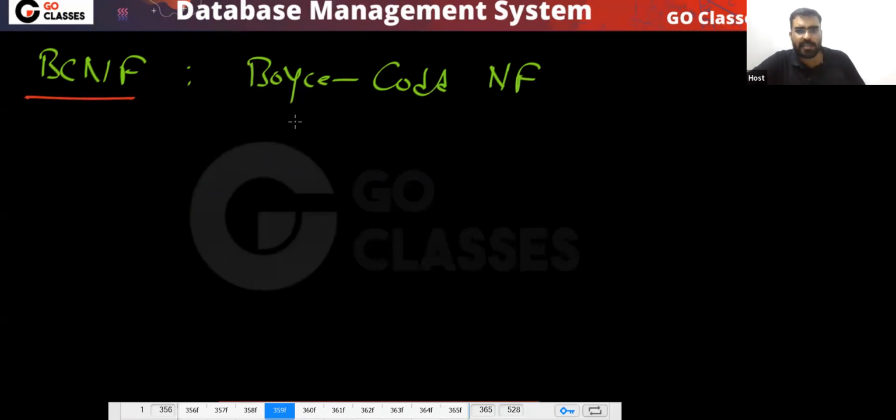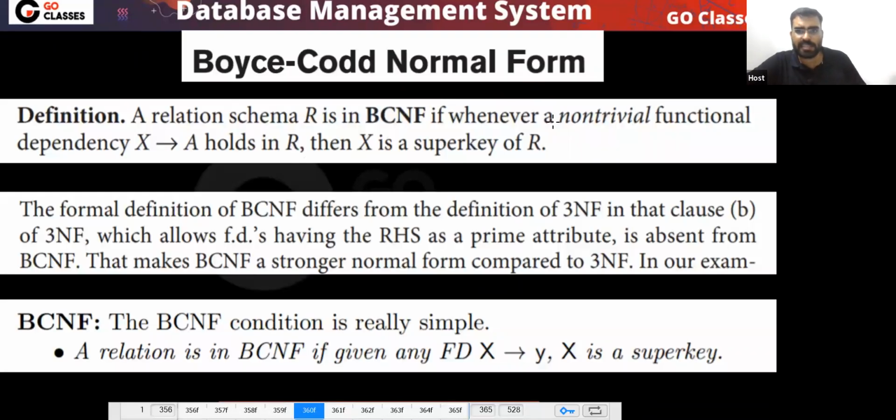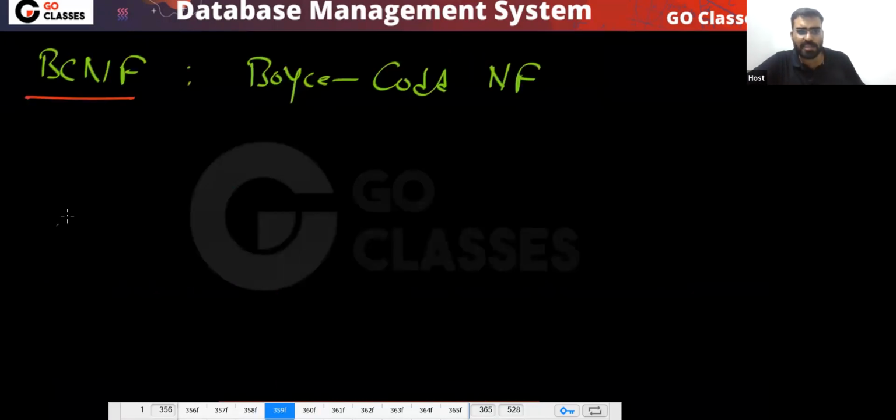This normal form says that for every non-trivial functional dependency, the LHS must be a super key. This is extremely simple. A relation is in BCNF if whatever functional dependency you take, the LHS must be a super key. Is this clear? This is very simple.